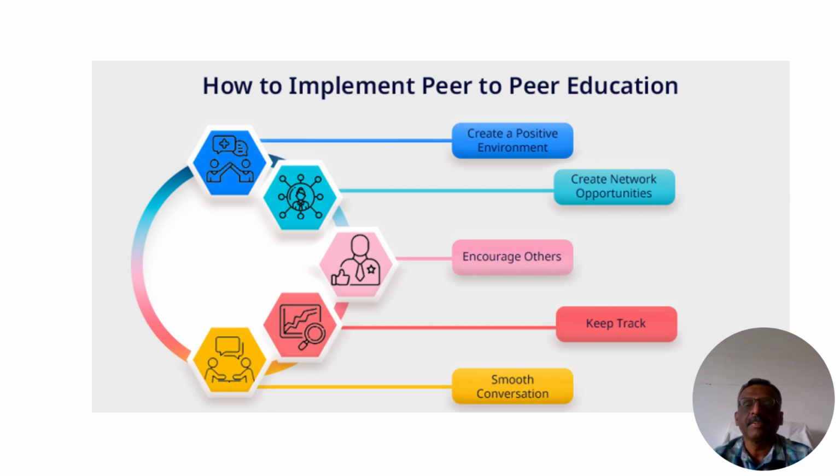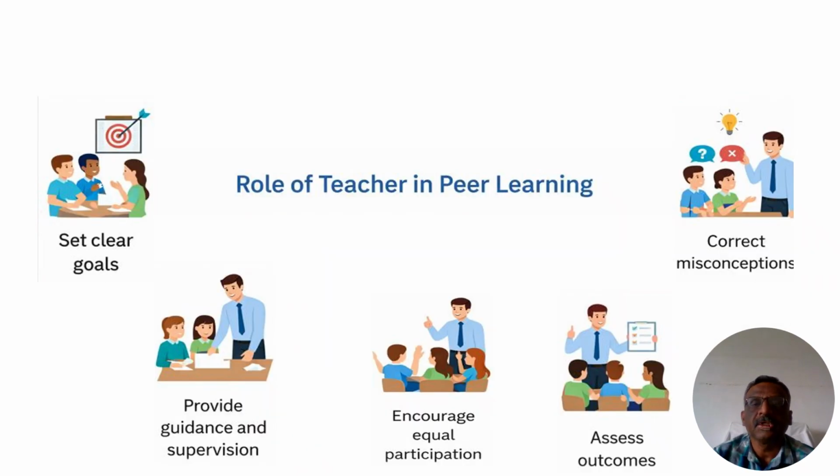How to implement peer-to-peer education? Create a positive environment, create networking opportunities, encourage others, keep the feedback and keep track of this, and smooth conversation has to be ensured. So what is the role of the teacher in learning? He is going to set clear goals, correct misconceptions, provide guidance and supervision, encourage equal participation and assess the outcomes.